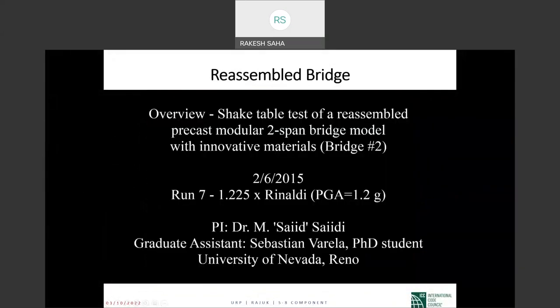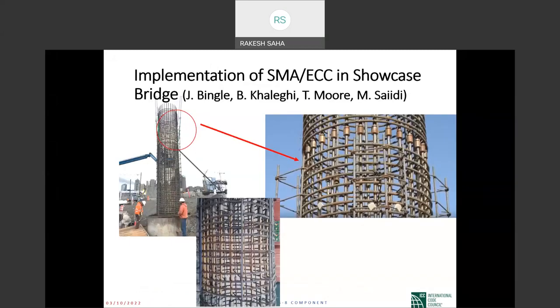Now, the concept of using shape memory alloys and ECC, even though not in the form of elements, is something that we have been working on for some time. And we were fortunate to implement that in a real bridge in Seattle, Washington. So I'm going to just show you a couple of slides about how this bridge was constructed. We use nickel titanium in the plastic hinge of the column. We use couplers to connect these nickel titanium bars.